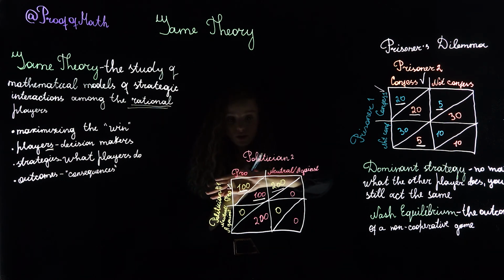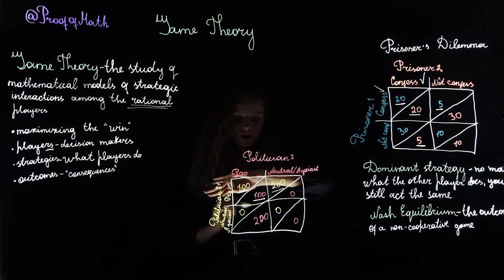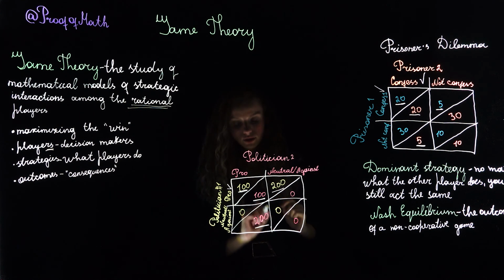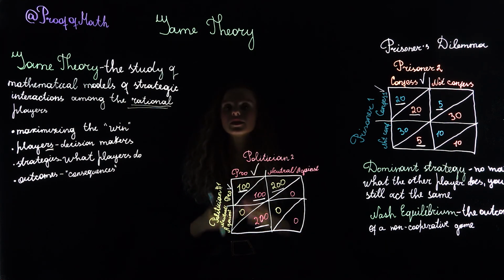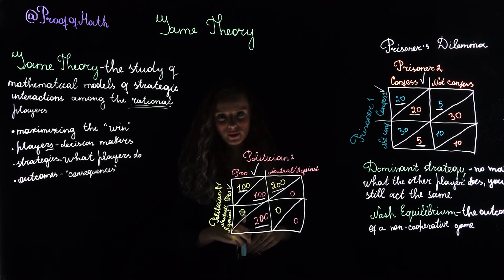And if politician number 2 is going to be pro-Bitcoin while politician number 1 stays neutral, he's going to get 200 votes, 200 people on his side. And if he chooses to stay neutral, he's going to get 0 votes. So of course he wants to go with 200. So he's going to be pro-Bitcoin. So we see that the dominant strategy for both politicians is to be pro-Bitcoin, whether or not they're actually pro-Bitcoin.